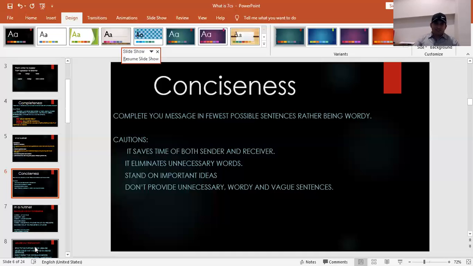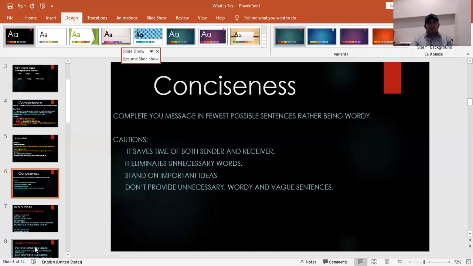Now let's look at the benefits of conciseness. Number one, it saves time of both sender and receiver. If you are able to send your message with few words and a complete message, you are saving time. It is a good sign for you and for the receiver. Number two, it eliminates unnecessary words. You think about which words are unnecessary in your writing, and you have to eliminate them. If you are not eliminating them, you are actually wasting the time of both you and the receiver.